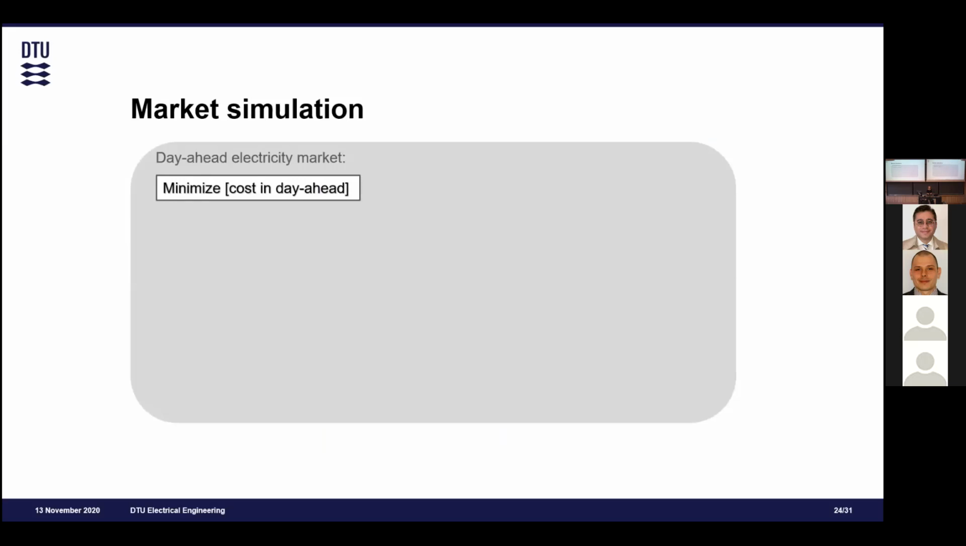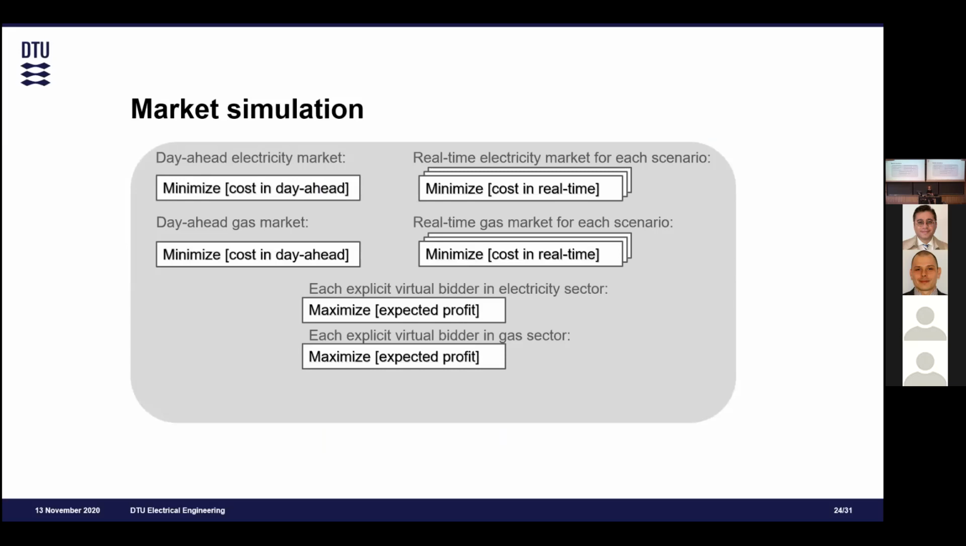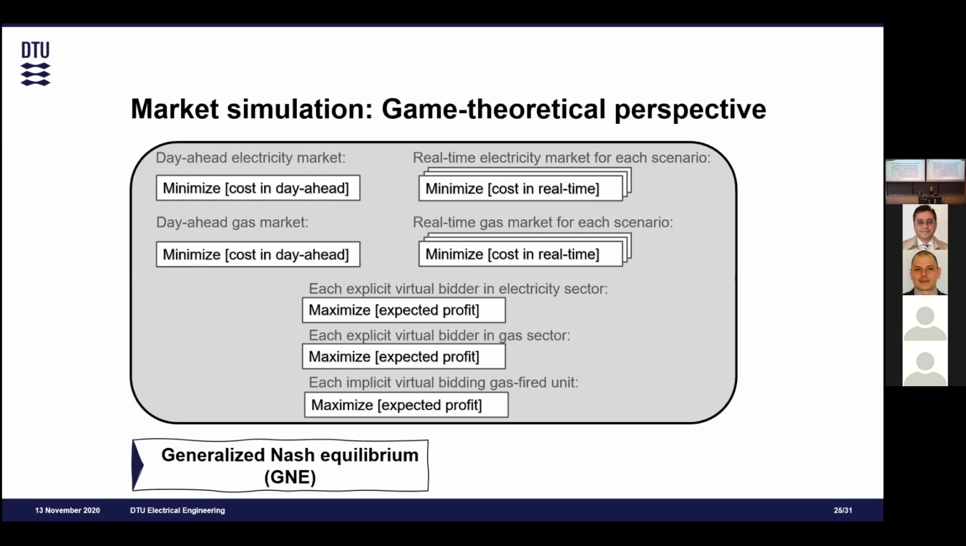So to simulate this market, we include the market clearing problems in day ahead for electricity and for natural gas. And then in the real time, we include market clearing for each scenario that might occur, both in electricity and natural gas. And these are deterministic optimization problems that can be solved sequentially. And now we add explicit virtual bidders in both the power system and the natural gas system. And we also allow gas-fired units to act as implicit virtual bidders. And since these optimization problems now are interrelated, we need to solve all optimization problems simultaneously as an equilibrium. And from a game theoretic perspective, this becomes a non-cooperative game where the players interact both on their payoffs and the strategy set, since the dispatch of virtual bidders is treated as a fixed input into the market clearing constraints of market operators.